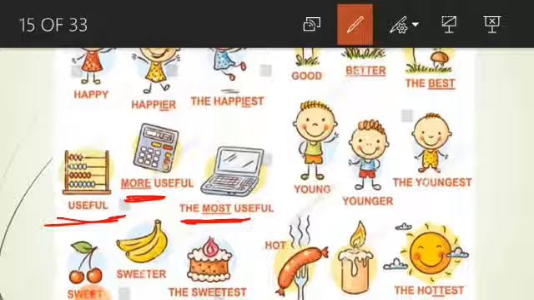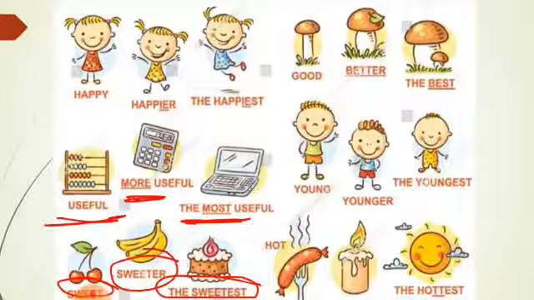Now come even further down. You have fruits here. Cherries are sweet. Bananas are sweeter. But the cake is the sweetest of them all. Similarly, you can look at the remaining 3 pictures and find out that all the pictures, which have sub 3 pictures, all of them have a different adjective used for them.